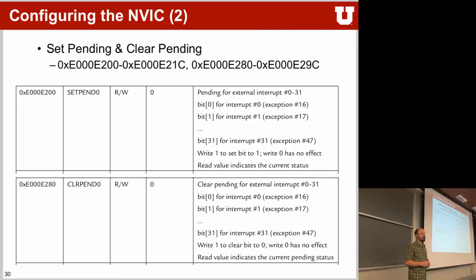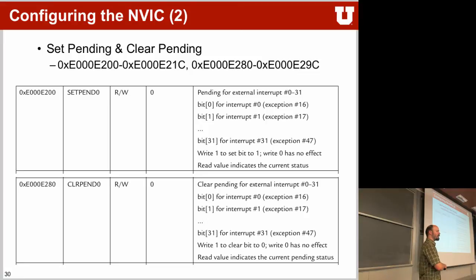A similar one for set pending and clear pending. So you can actually in software set an interrupt to pending if you want to. Most of the time it's the NVIC that sets them to pending, but if you want to, you can write into the set pending bit and the interrupt will get pended. But the more important one is the clear pending. That's the one that you will use. In your interrupt handler, you have to write into this register at the right location to clear the pending interrupt, or else you will be called again in your interrupt handler.